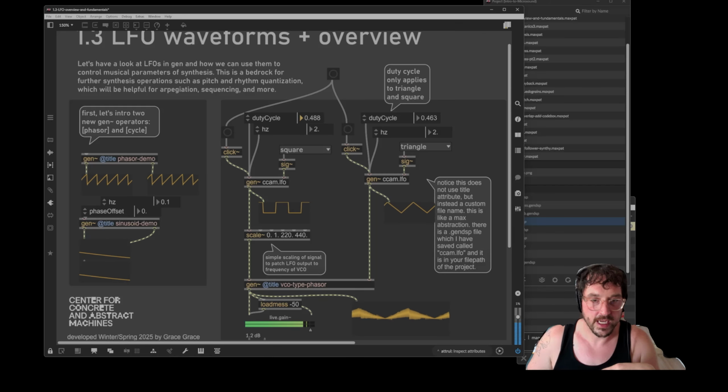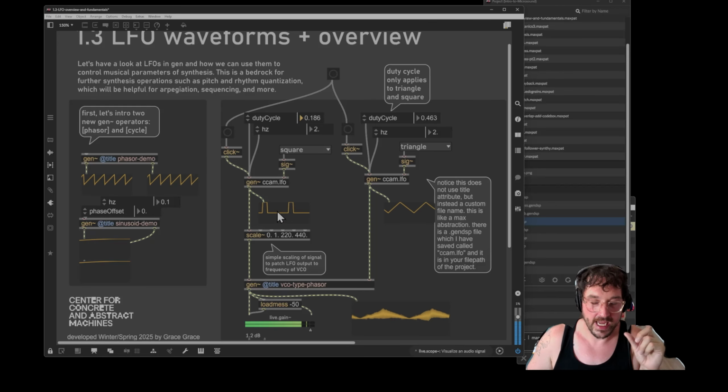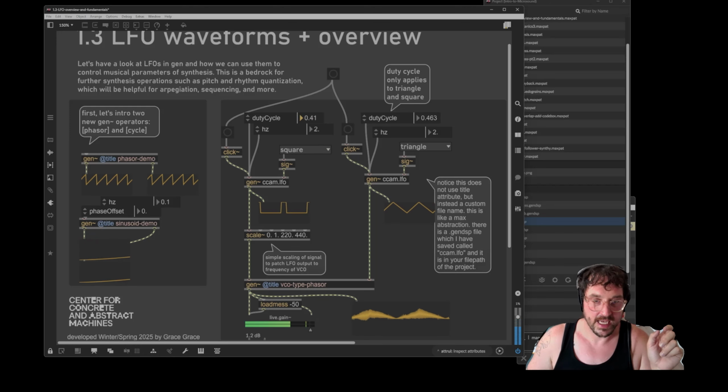I think duty cycle is probably also helpful to show how that works here. So this is only going to work with triangle and square wave, this duty cycle. But we see as we decrease the duty cycle, this on-off or gate-on, gate-off, gate open, gate closed, the on portion decreases. As I increase this, it's going to get closer to just always being on.